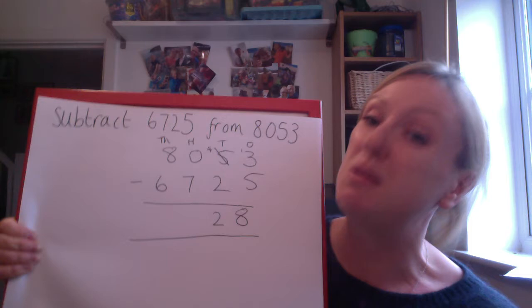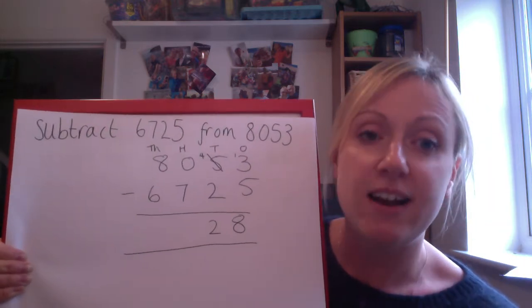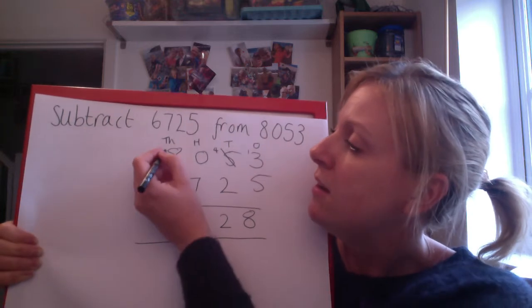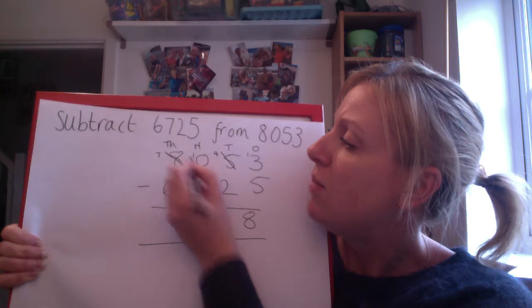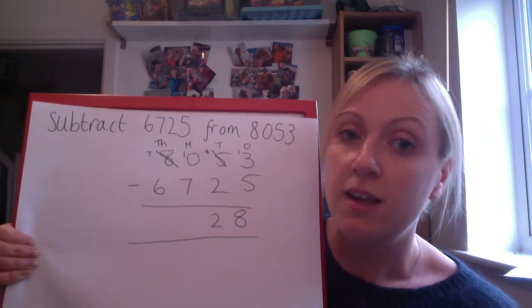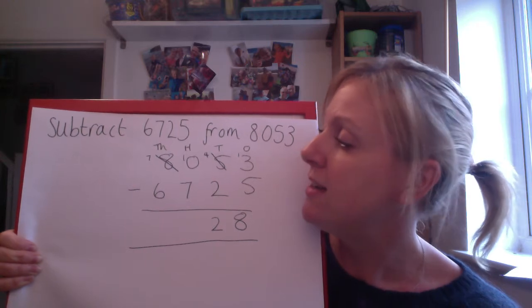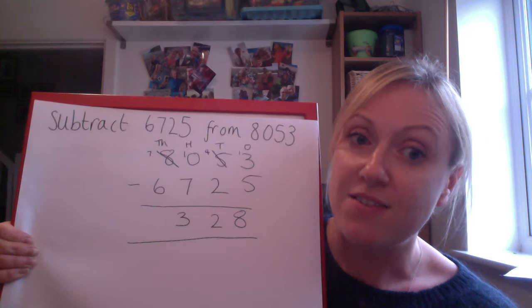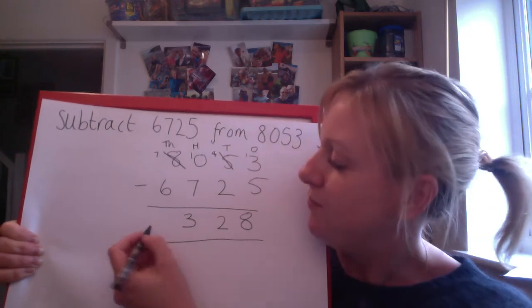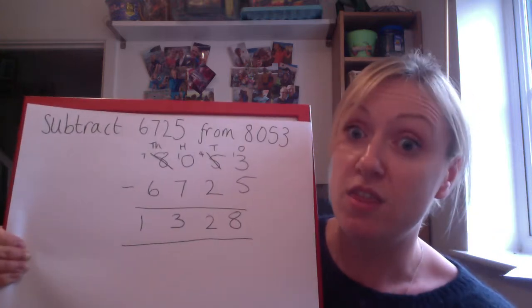And the next one, we met this on Friday. We've ended up with a 0 here. Can't do it. I'm going to have to borrow from the thousands column. So I'm going to come over here, cross out my 8, turn it into a 7, and put my 10 at the top. 10 take away 7 should be nice and easy for me because it's a number bond. 10 take away 7 gives me 3. 7 take away 6, 1. 1,328. We've done the first question.